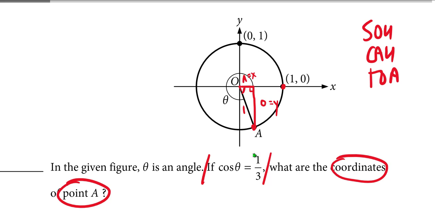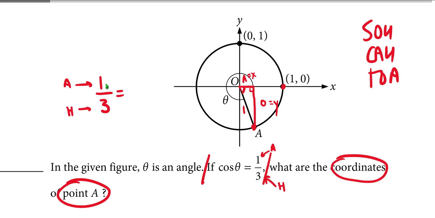And what I know here is that my cosine of theta, my cosine of this reference angle, is going to be 1 over 3. And I'm going to set up a proportion here. Some of you might not feel the need to set up this proportion, but I'm going to set it up because I want to do this in the most conventional way possible, just so everybody knows what I'm doing here.